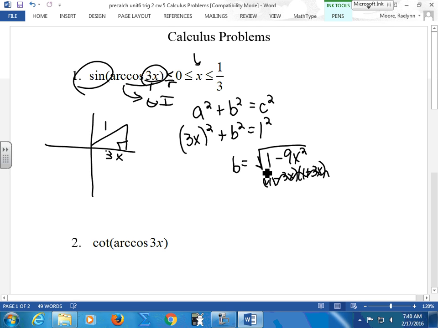Now, we know we have a domain restriction. This is where this is coming from. We know we have a domain restriction when we have a radical. Under a radical, what can it not be?